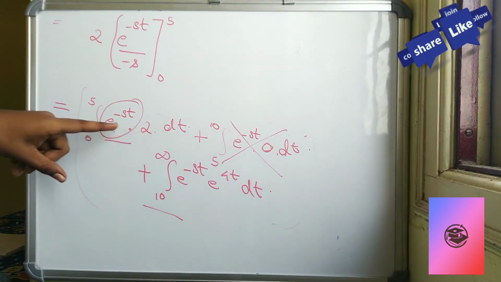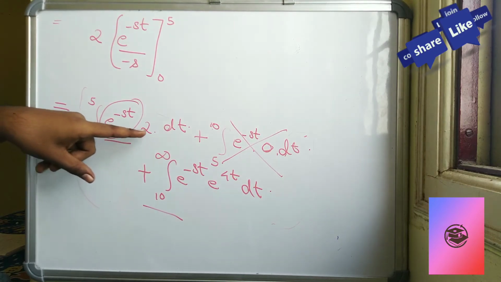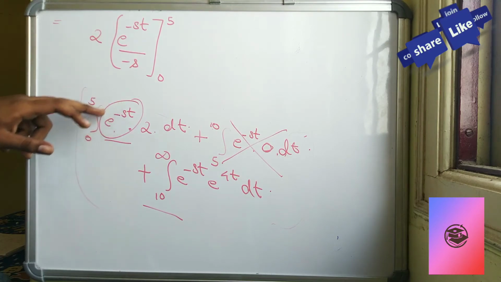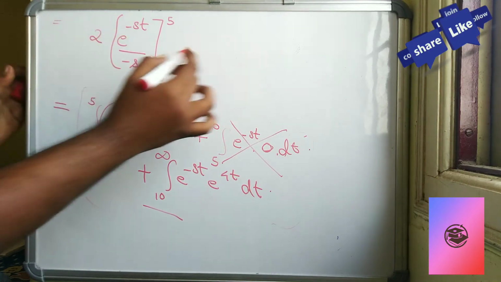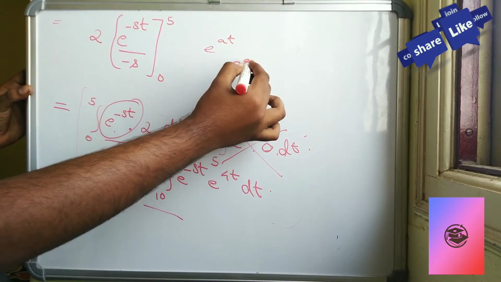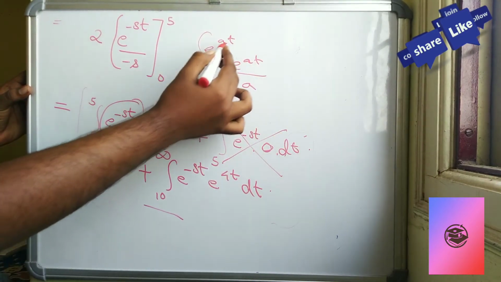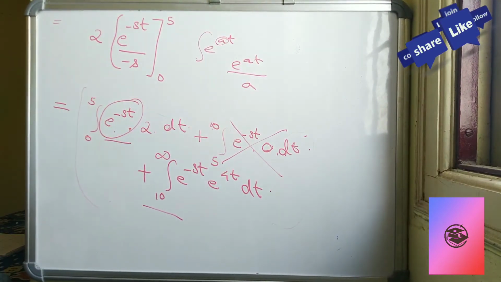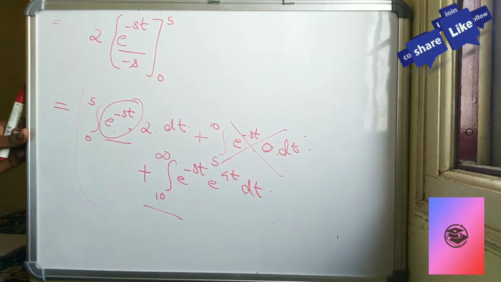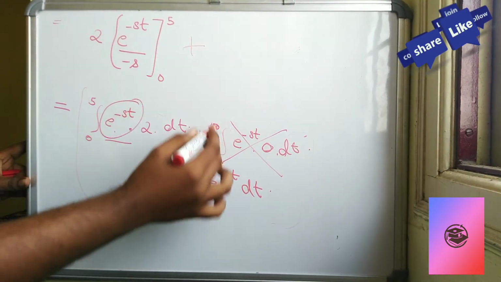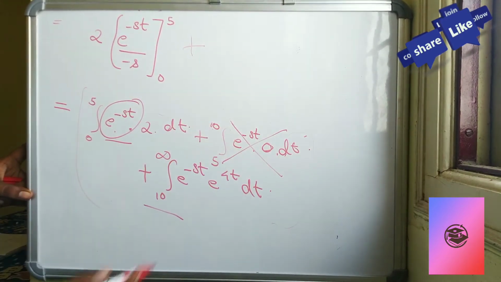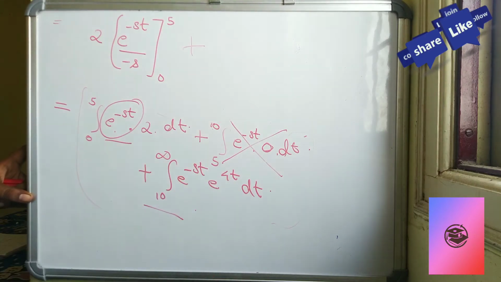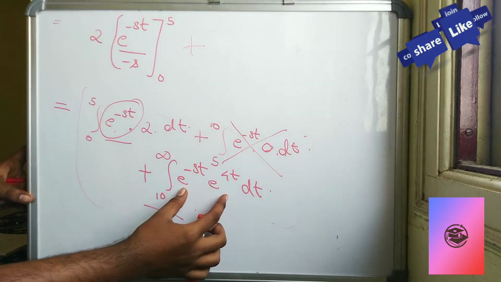See here, 2 is multiplied with this. 2 is nothing but a constant, so we can take it outside. So I have taken it here. Now, integration of e power at is e power at by a, the constant. So the constant here is minus s. Now plus, this part is gone since it is 0, so you have to integrate this part. Now e power minus st into e power 4t. Now observe here, the base is the same.